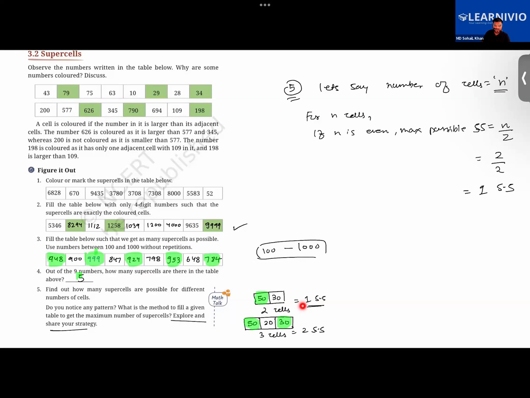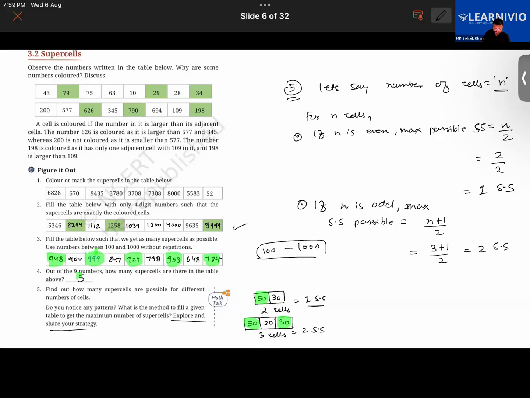Then look at the second case: if n is odd, we find the following pattern. The maximum supercells possible will be (n plus 1) divided by 2. The value of n here is 3, so 3 plus 1 divided by 2 gives 2. So we have two supercells. Hope you have understood the pattern. Very good.